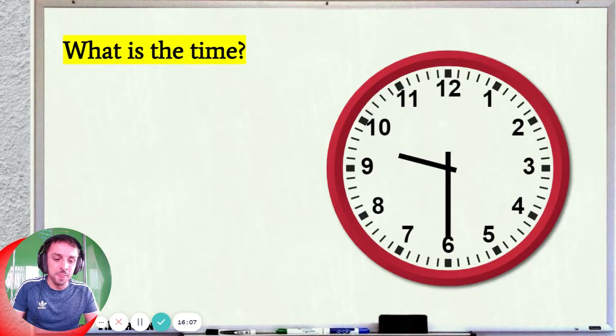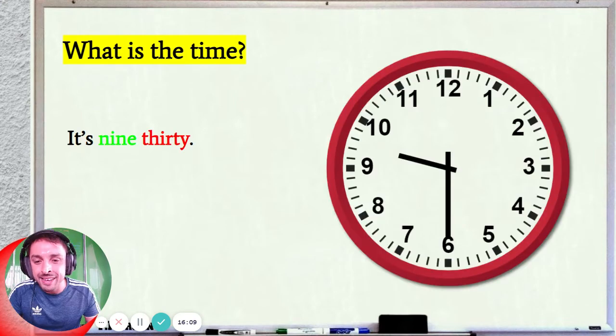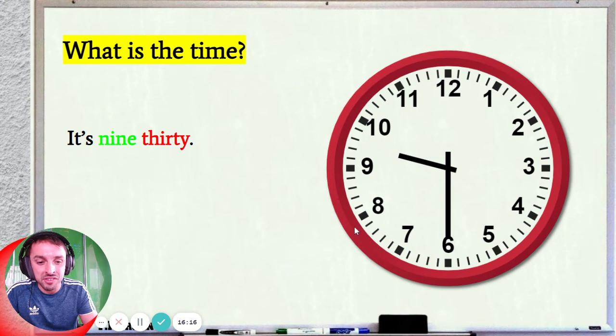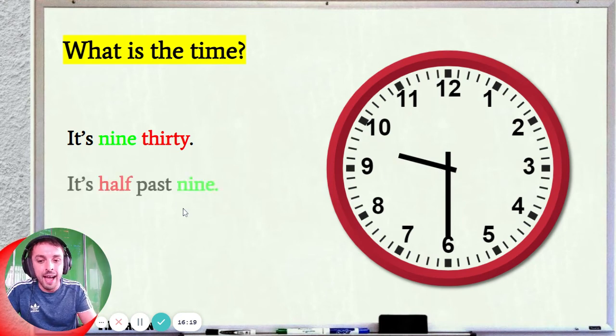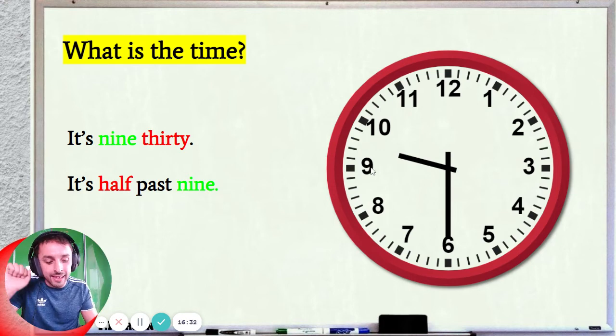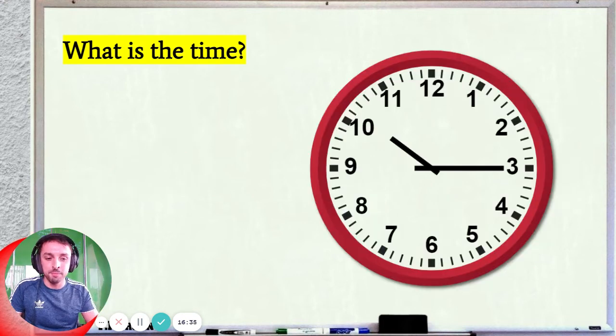Okay, what is the time? Okay, it is 9:30, easy peasy. Or, what else can we say? We can say it is 9:30. Because here we are. Remember the half pizza? If it's pointing at 6, it's half past. Half past what hour? 9:30. Okay, next one.